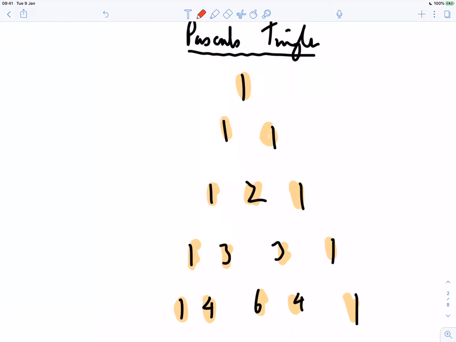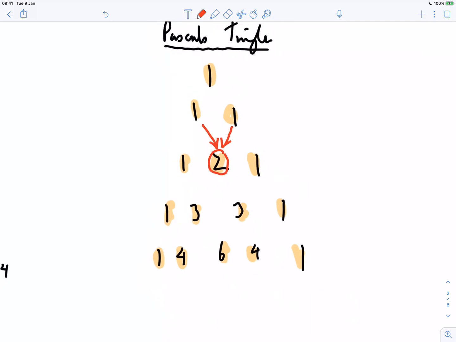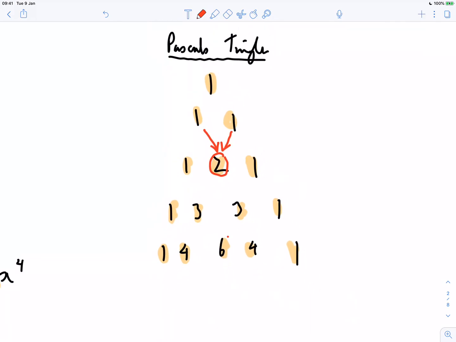Well, if you haven't seen before, it's very simple. To get a number, you have to look diagonally up right and up left and add those two together. So to get that 2, we've added the 1 and 1 together. To get this 6, we added the 3 and 3 together.